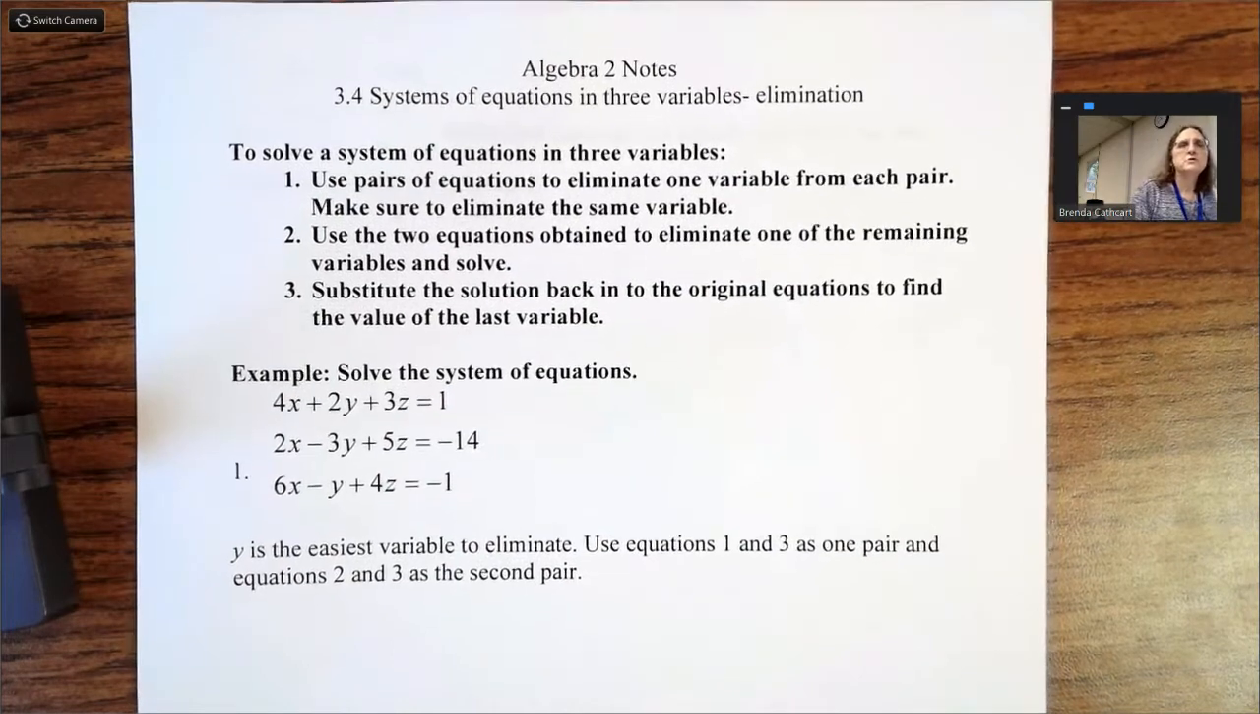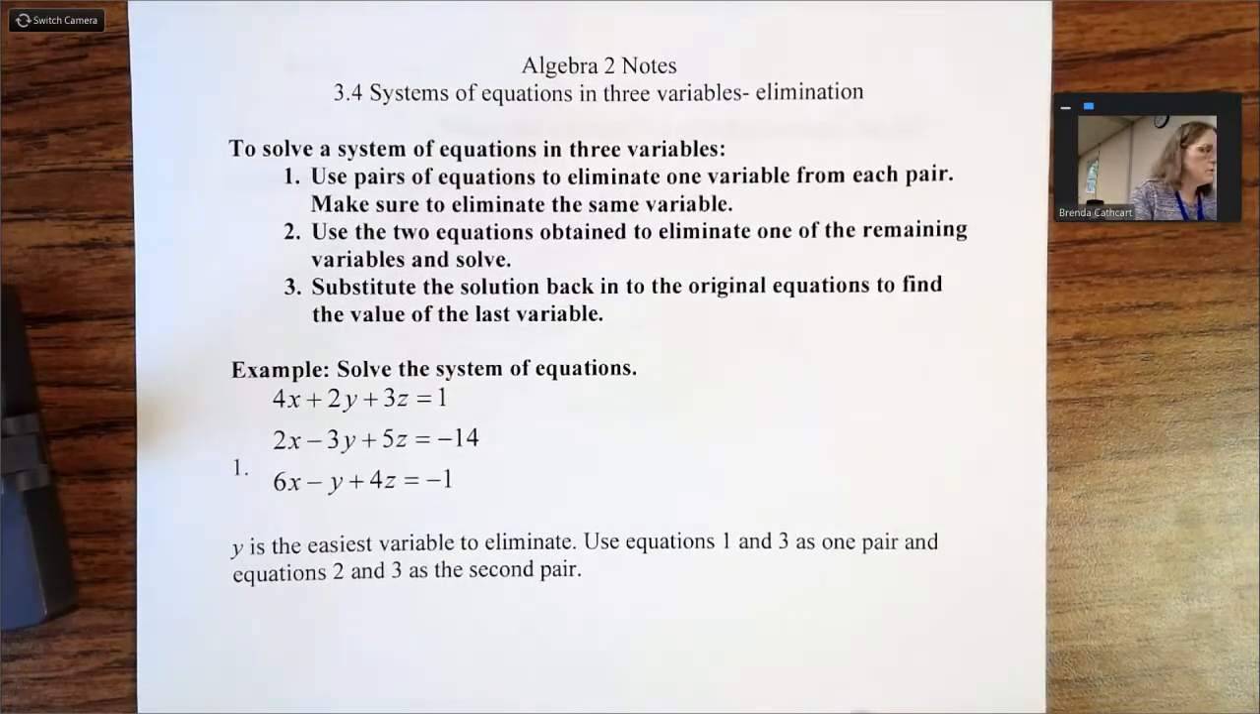Okay, today in Algebra 2, we're going to look at solving systems of equations that have three variables, and we're going to look at two methods. The first method is elimination.